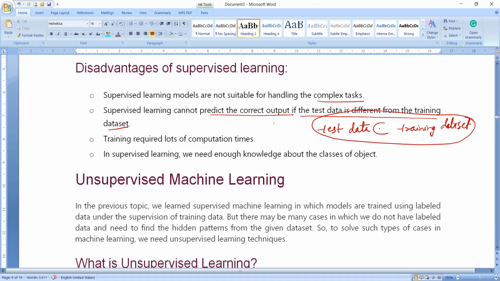And this is the subset symbol. Training requires lots of computation time. And in supervised learning, we need enough knowledge about the classes of the object. It means each and every fact about the object. So that is knowledge. If we don't have any knowledge regarding that particular object, we can't represent that knowledge. So therefore, this algorithm cannot understand what the features are, so it may not be able to detect.